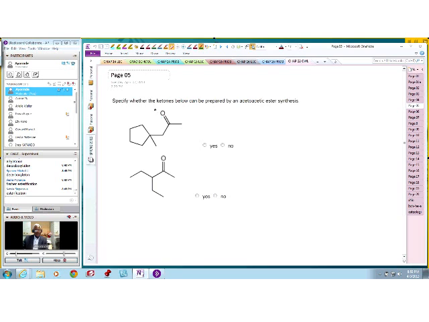Okay, so what they want us to do here is to specify whether the ketones below can be prepared by an acetoacetic ester synthesis. In other words, this is direct synthesis. That is what they mean here, direct synthesis, not after the synthesis then you do something else. Can you make this directly from acetoacetic ester synthesis? Yes or no? Let me label this compound A and compound B.